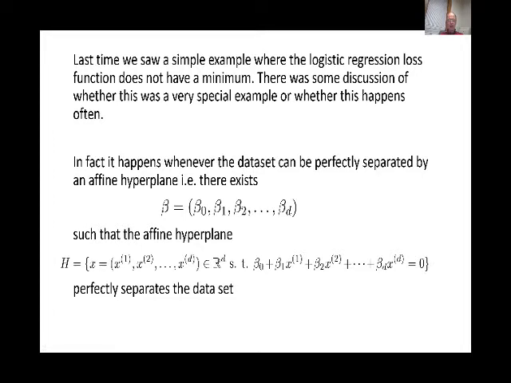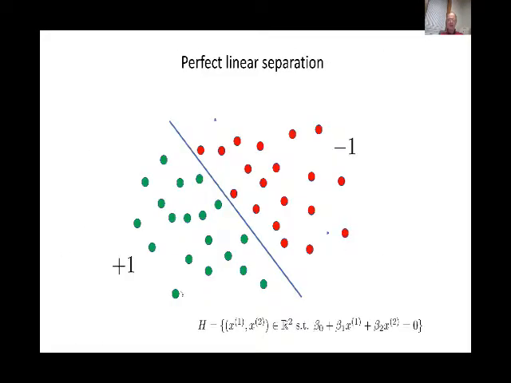And if we have such a thing that completely separates the data set, here's an example. The red ones are labeled -1, the green ones are labeled +1, and they're completely separated by a line. A line is an affine hyperplane in R^2, so it can be described with this equation, where D is equal to 2. I want to show that in this situation, there is no minimum for the loss function.